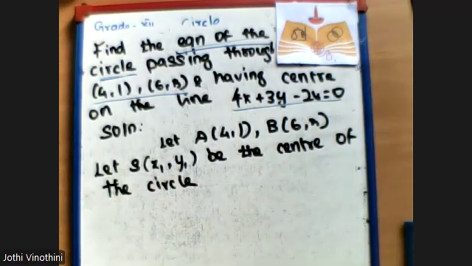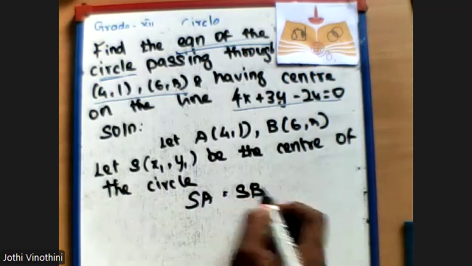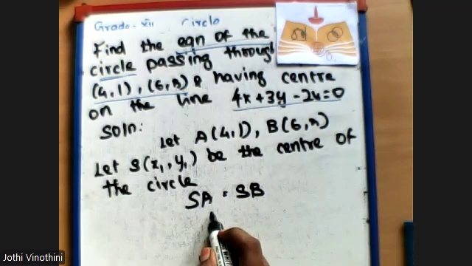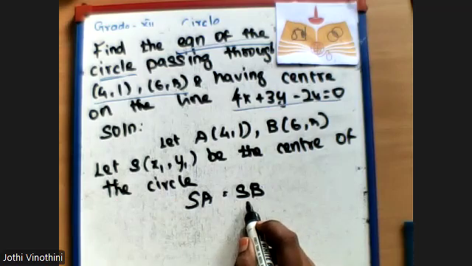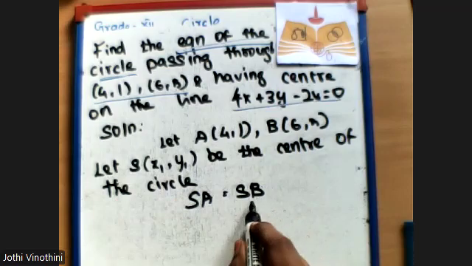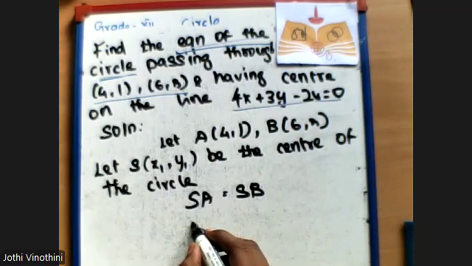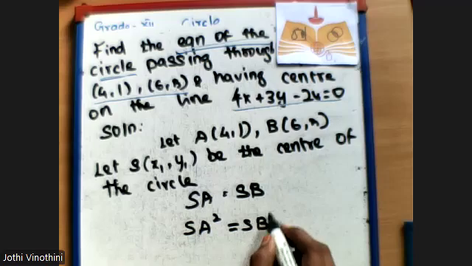So we already found SA equals SB. Since S is the center and A is a point on the circle, it will act as a radius. Here also S is the center and B is a point on the circle, so their distance will be the radius. Clear? Now I am squaring on both sides. So SA squared will be equal to SB squared. Clear? I will give you one more minute so that you can copy this and we will move to the next step.